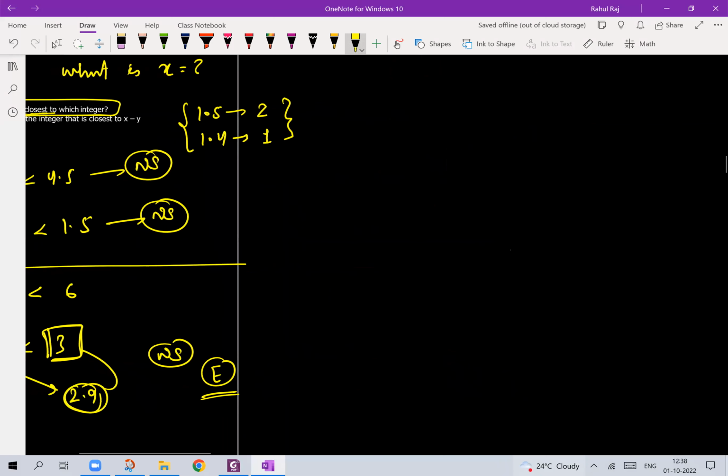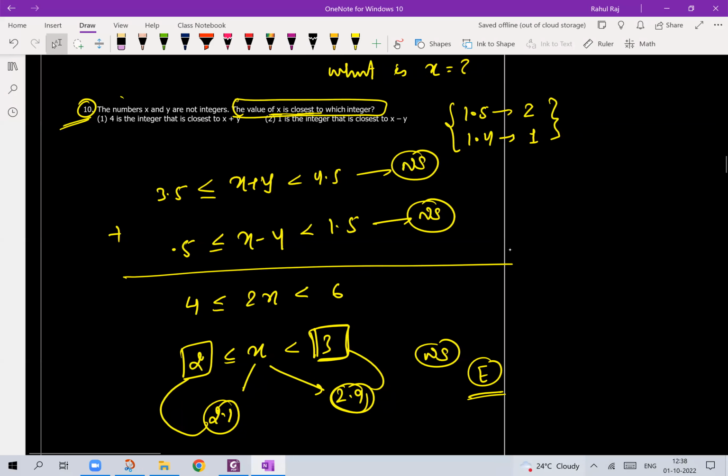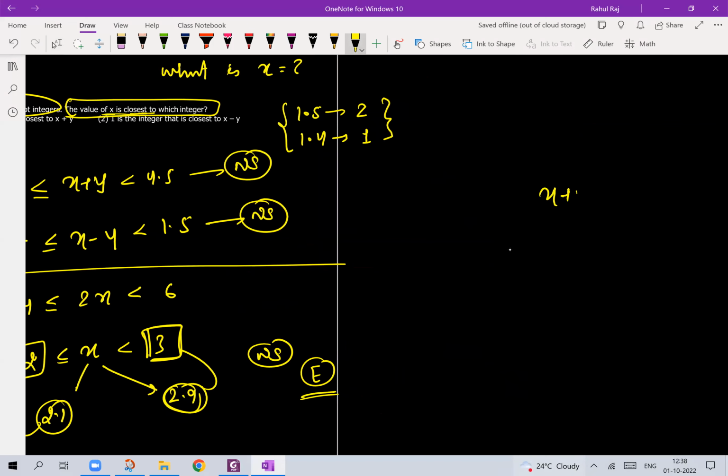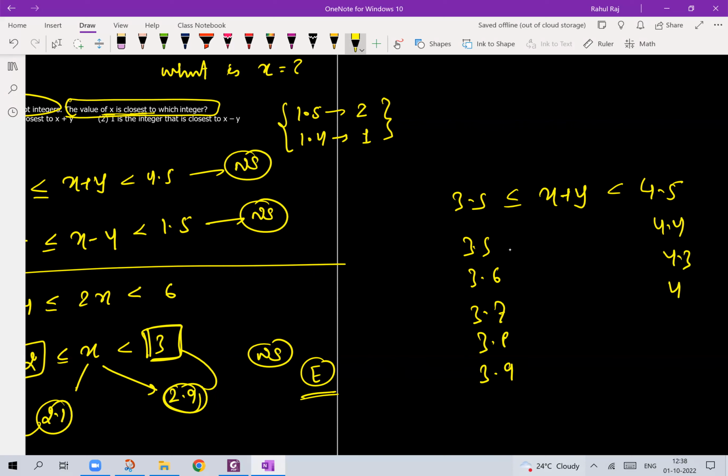Absolutely no. Because they are telling you x and y are not integers. So when they are telling you x plus y, if 4 is the integer that is close to x plus y, it means x plus y can be between 3.5 to 4.5. Because now you have taken all the values of x plus y. x plus y can be 3.5, it could be 3.6, 3.7, 3.8, 3.9. This could be 4.4, 4.3, 4.2, 4.1. All these values are close to 4. Yes, Rahul, understood. Thank you. We are considering all the numbers.